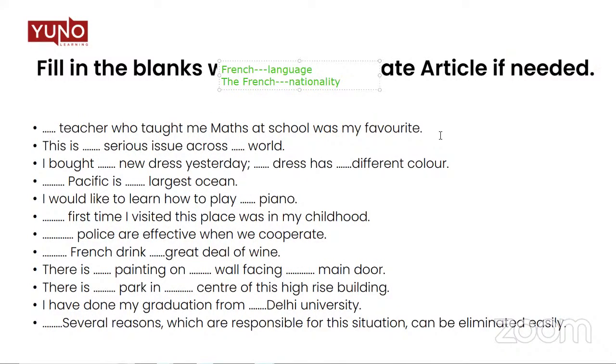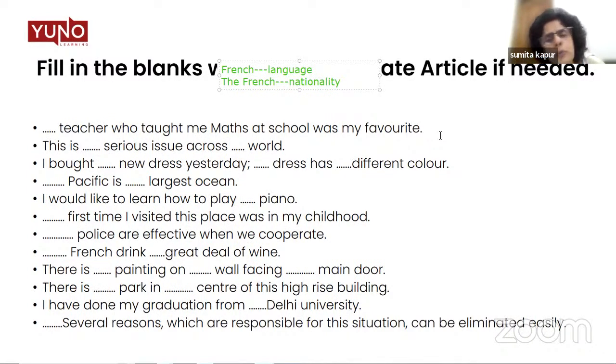There is a painting on the wall facing the main door. Correct. Can you give me the logic for all the three? For the painting, it is not particular or specified, but there's a wall which will select that. There's a specific wall which is facing the main door. And even the door is specific because that door is facing a specific one.